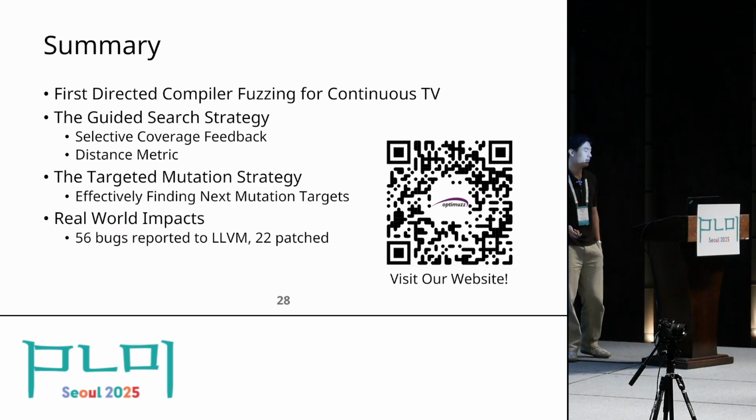So in summary, we developed the first directed compiler fuzzer using continuous translation validation. We developed 2 strategies. The first one is the guided search strategy with selective coverage feedback with a distance metric. And the second one is the targeted mutation strategy that effectively finds the next mutation target. And we also have a real-world impact. We reported 56 bugs to LLVM, and 22 are patched as of today. Thank you for listening. You can find more details on our website.